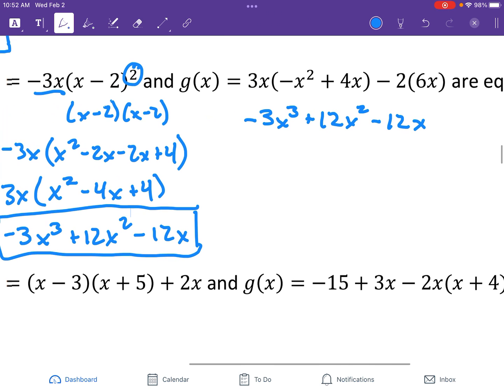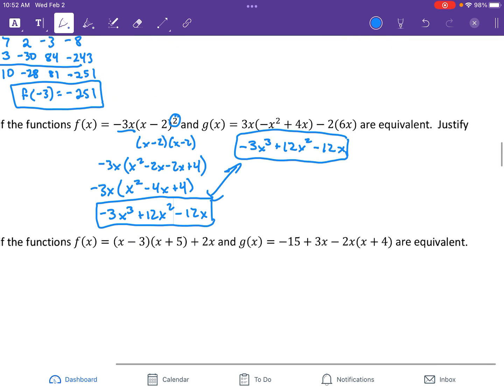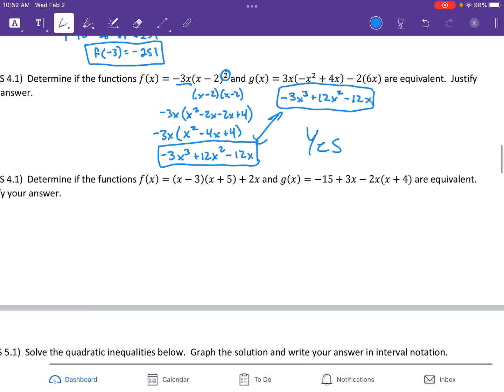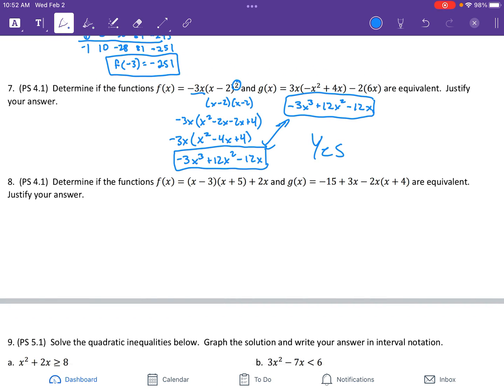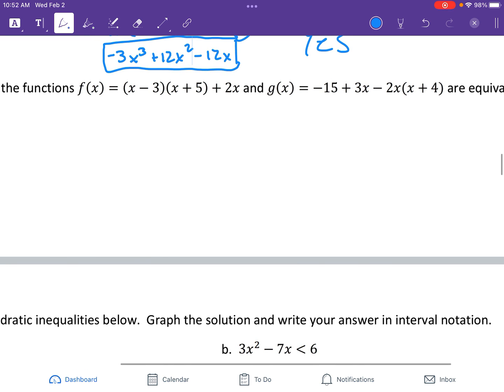And those things are the same. So the two things are the same. So are they equivalent? Yes. Yes, they are. That's all I got to put. Okay. When it says justify your answer, that's by showing your work. All right. We're going to do the same idea with the next one.